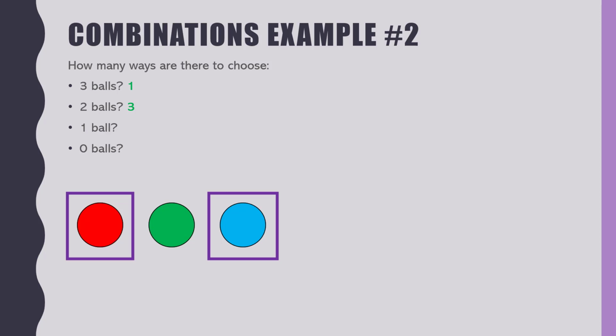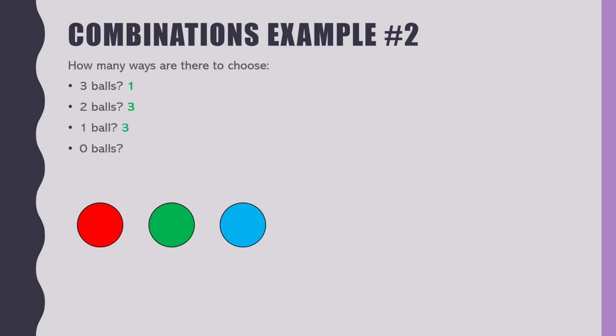Because order doesn't matter. How many ways are there to choose just one? Also 3. I can either choose the red one, or the green one, or the blue one. How many ways are there to choose 0? There is one way to choose nothing. It's the only way, you just don't choose it, right?